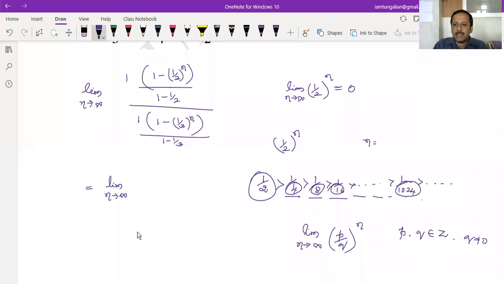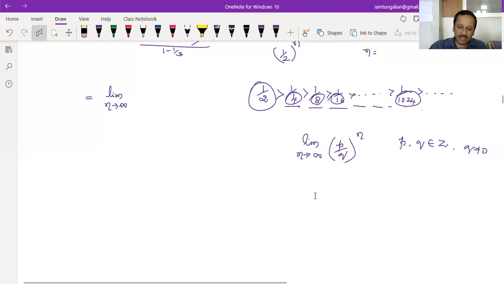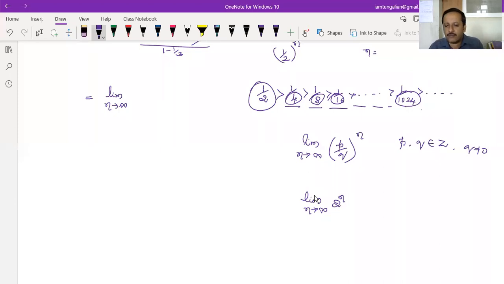Now, if p by q is greater than 1, for example, I will take p equal to 2 and q equal to 1. Then I'm talking about the limit as n tends to infinity of 2 power n. If I go on increasing the value of n, the value of this expression will also increase. 2 power 1 is 2, then 2 square is 4, 8, 16, 32, 64, 128, 1024, 2048, 4096, and so on. So the value goes on increasing, and by the time n reaches infinity, this will also become infinity.